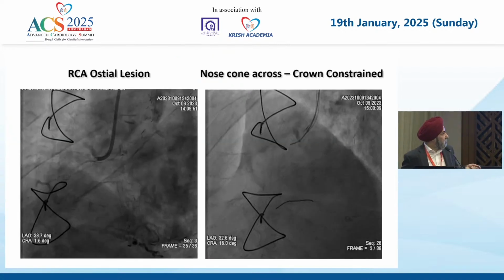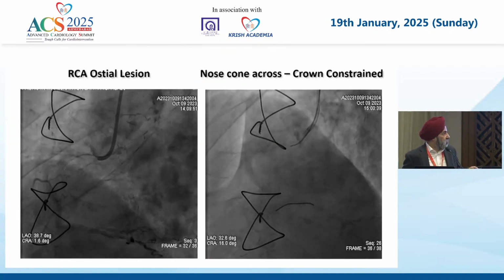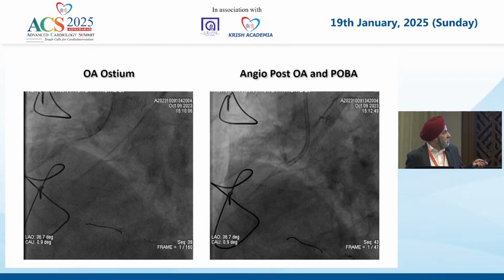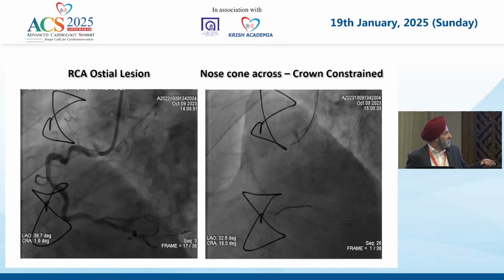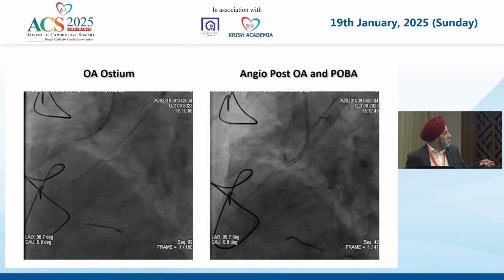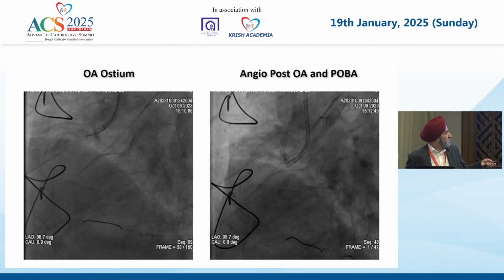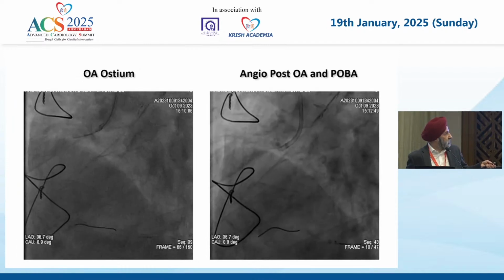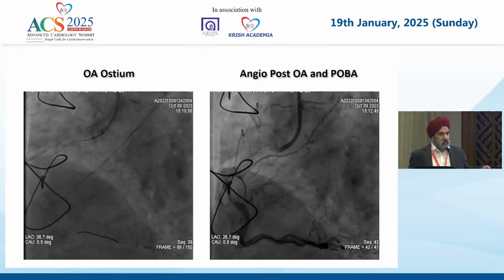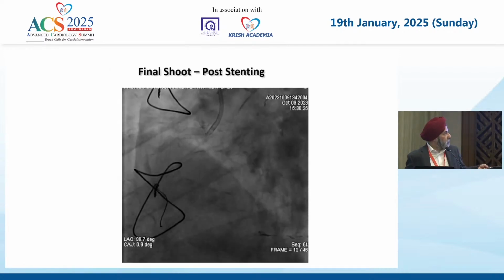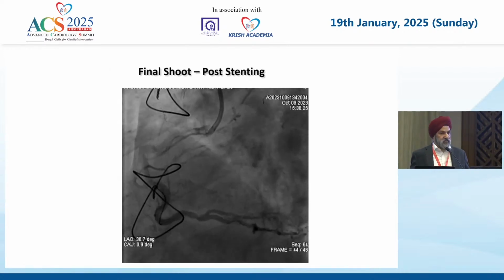One such case, ostial RCA nodule. If you see in this image, the guide catheter here is not coaxial at all. We made it coaxial. We pushed the nose cone in, it constrained the crown, and the orbital was done. Thereafter, we stented the vessel with good results.